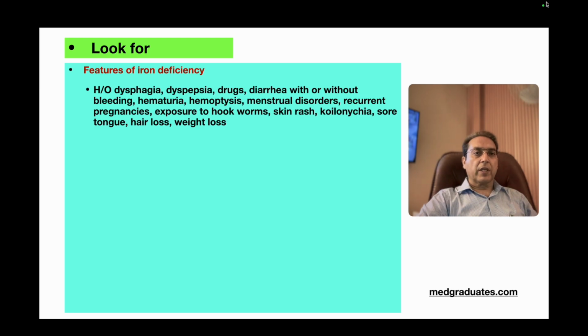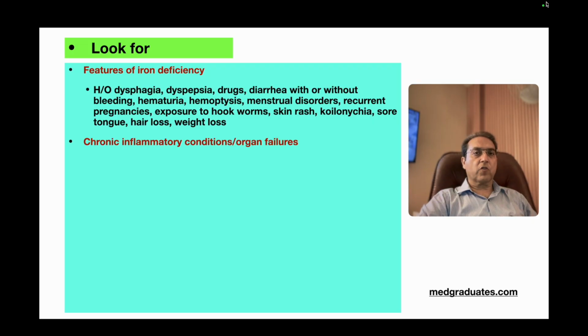The patient may have chronic hematuria. Hemoptysis is generally not a cause of iron deficiency, but chronic hemoptysis can result in iron deficiency. Menstrual disorders, repeated pregnancies, breastfeeding without supplementation, exposure to hookworm, skin rash like dermatitis herpetiformis, koilonychia, sore tongue, hair loss, weight loss, they may all suggest the presence of iron deficiency.